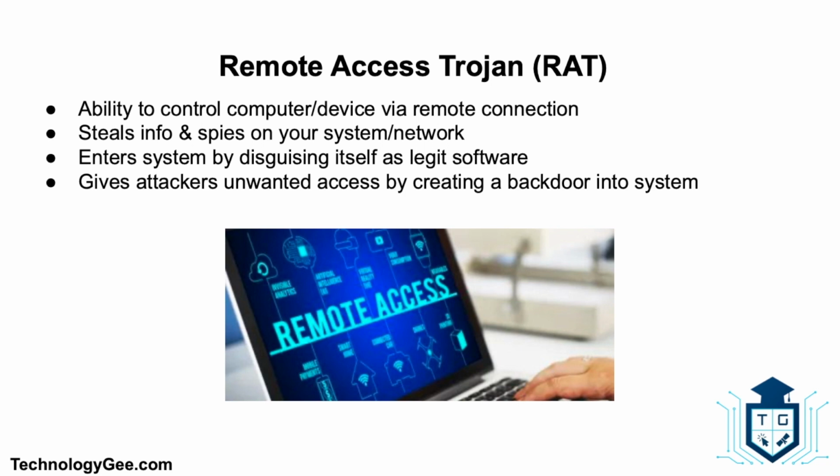Next is remote access trojan. A remote access trojan is a type of malware that provides attackers with the ability to control a computer or a device via an established remote connection. One of the goals of this malware is to steal information and spy on your system or network. Typically, a RAT enters your system by disguising itself as legitimate software, but once it has entered your network, it gives attackers unwanted access by creating a backdoor into your system.